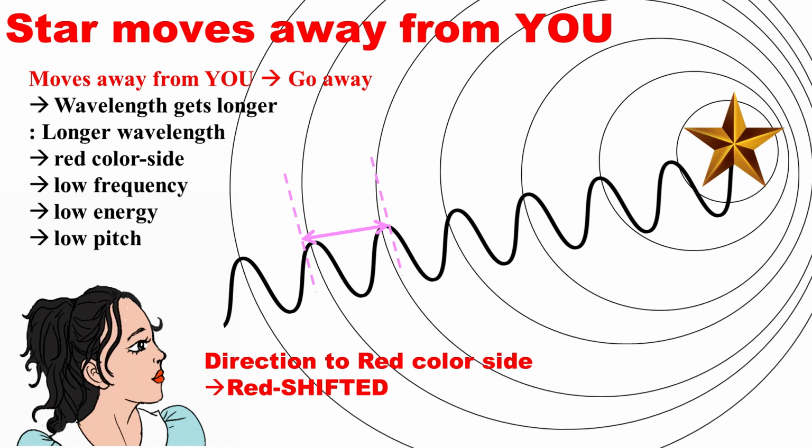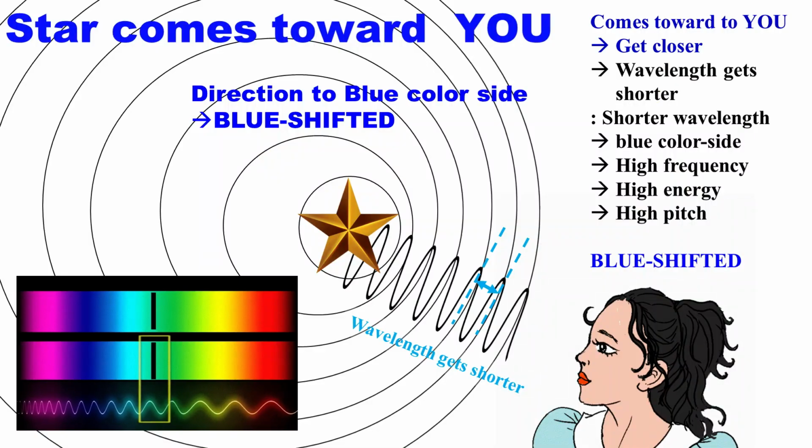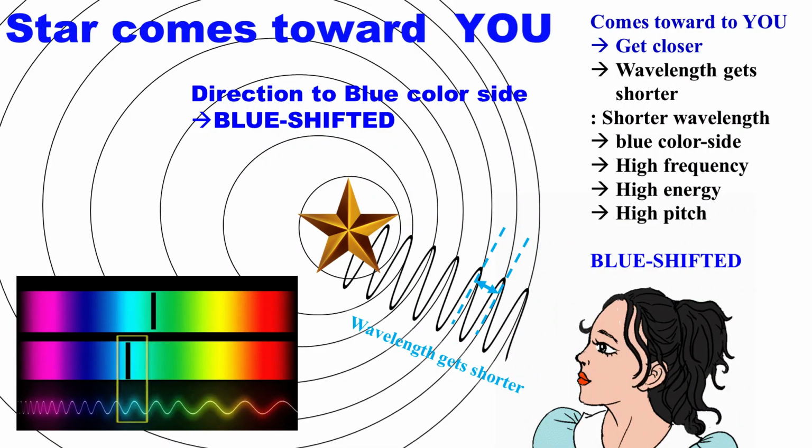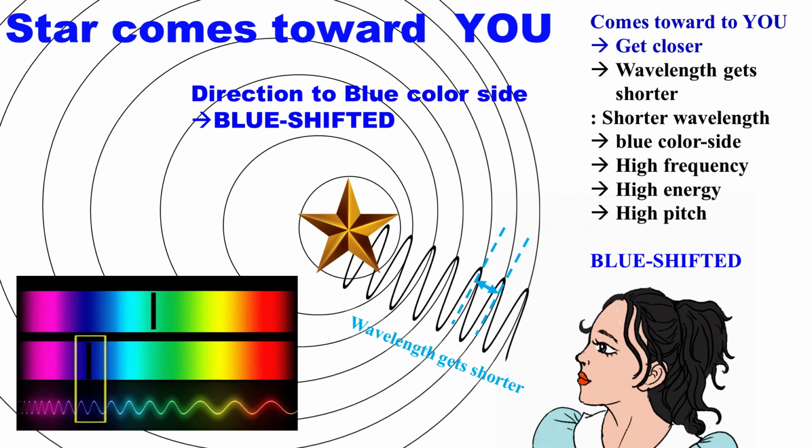This wavelength gets longer. Longer wavelength means the wavelength changes to the red color side, with lower frequency, lower energy, and lower pitch. Direction to the red color side means red shifted in the Doppler effect. So, the Doppler effect with a star or galaxy. In astronomy, we have a spectrum with spectroscopy.